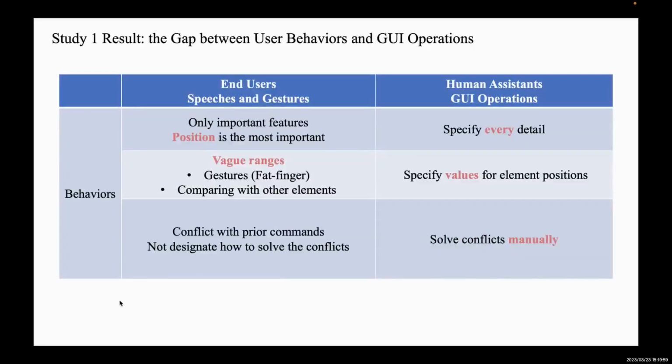The results of Study 1 showed that there was a gap between the end user's behavior and the human assistant's GUI operations. The end user's instructions only involved the important features of the editing content and usually ignored the unimportant features. In diagram editing tasks, the most important feature is the position of the elements. GUI operations require precise numerical values for all details, while the end user typically specifies a fuzzy range through gestures or element comparisons. In addition, the user's instructions may conflict with each other and do not indicate how to resolve the conflicts. All conflicts in GUI operations must be manually resolved.